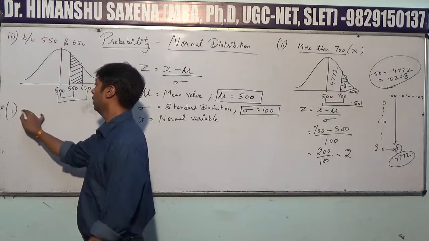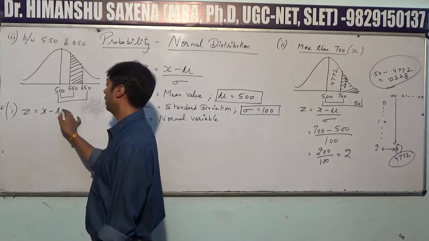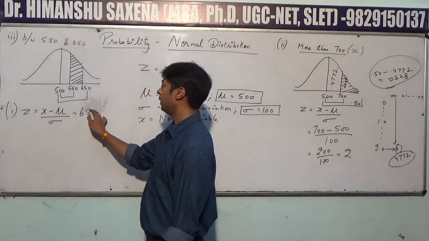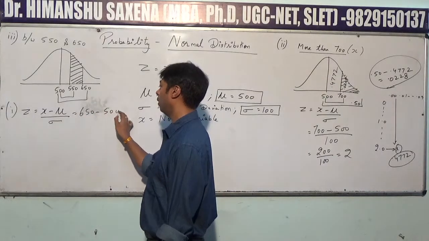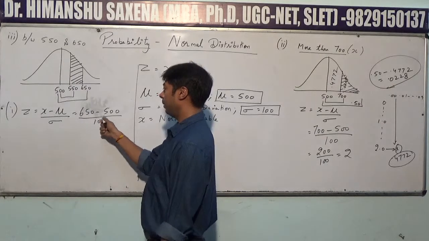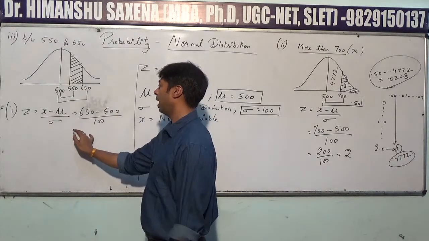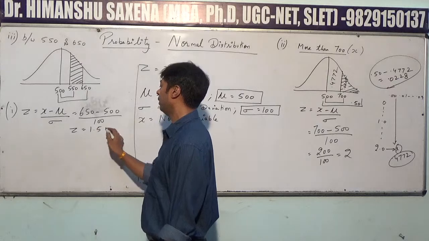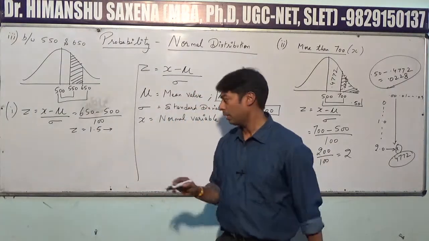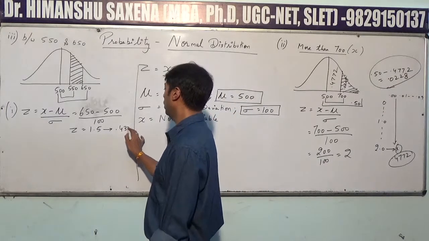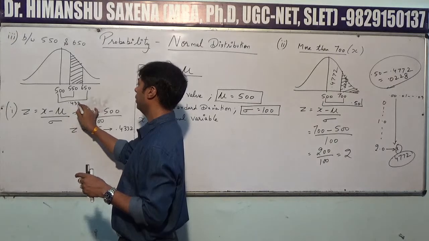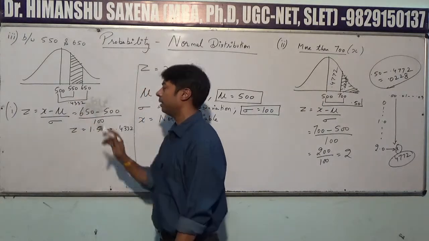See how you will get it. First phase. The formula remains the same, x minus mu upon standard deviation. Now x will be 650 minus mean, which is 500, upon 100. That will be equal to 1.5. Now see the table value of 1.5, that will be equal to 0.4332. So the bigger probability turns out to be 0.4332.